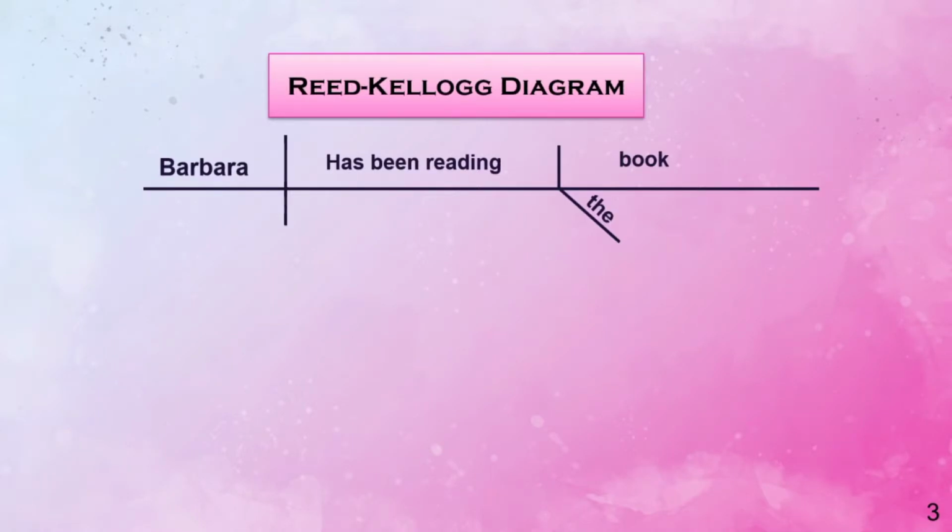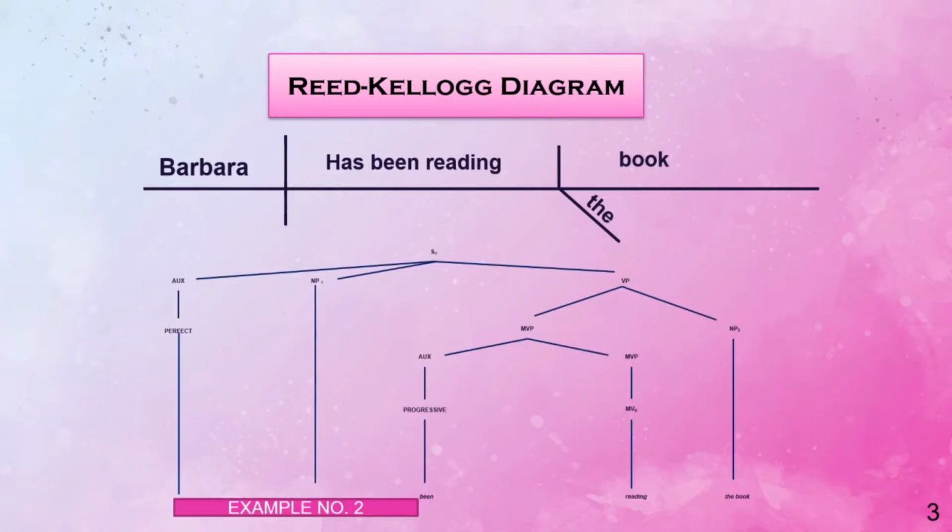Reed-Kellogg diagrams present yes or no questions in the forms of the statements underlying them. The question analyzed with a phrase marker in example number 2 is represented with the Reed-Kellogg diagram in this example. The negative yes or no question will be discussed by Ms. Hapon. And that's all. Thank you.